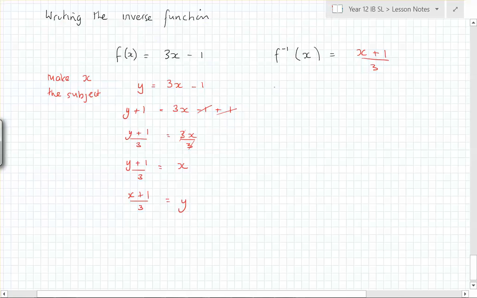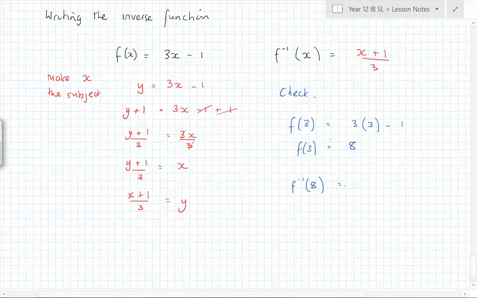And just to check that we understand everything we need to, if we do a check, f of 3 equals 3 times 3 minus 1, which equals what? 8. And if I do f to the minus 1 of 8 should equal what? 3. Should equal 3. So let's just check. 8 plus 1 over 3 is 9 over 3, which equals 3. So we're right.